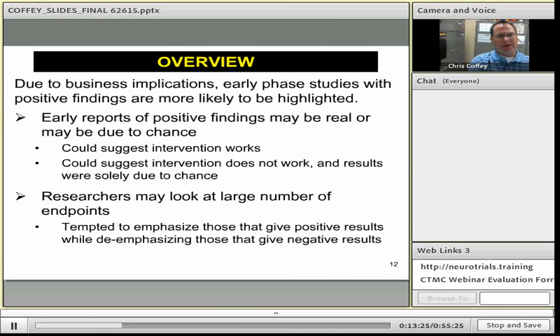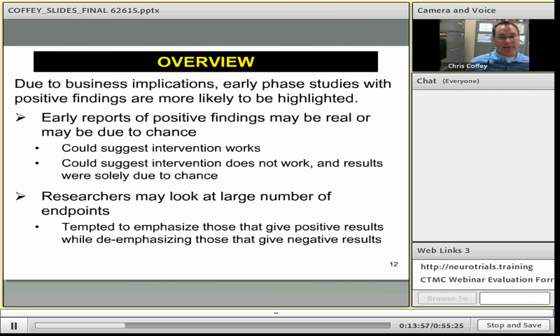The final thing I'll talk about is a tricky one as well, because of the implication, or again, for the same desire to help our patients. Early phase studies with positive findings are more likely to be highlighted. And this kind of gets back to the effect size issue. If something is positive, whether it's real or due to chance, we get more excited about it than if something doesn't look as promising. And so we're tempted to emphasize those things that are positive, which almost by definition means they're probably in truth not as positive as we make them out to be.